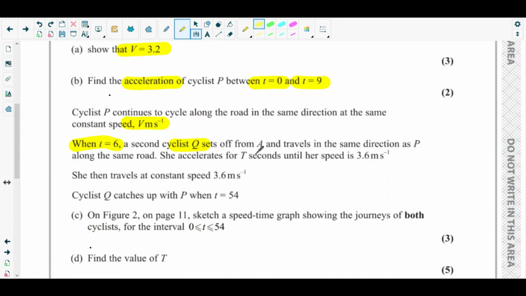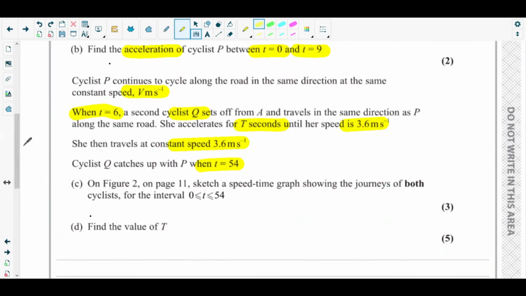She accelerates for t seconds until her speed is 3.6 meter per second, then she travels at constant speed 3.6 meter per second. Cyclist Q catches up with P when t equals 54. So part C asks, on figure 2 on page 11, sketch a speed time graph showing the journeys of both cyclists for the interval 0 to 54.